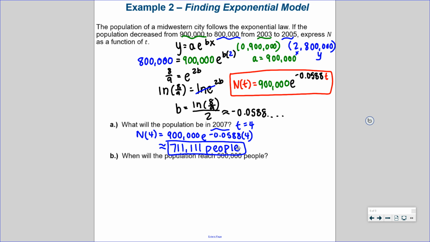When will the population reach 500,000 people? Ooh. Now we don't know what time is, but we know our number of people. That's N of T. So we're plugging 500,000 in for my number of people. It's kind of like the bank ones where we know the amount. We're trying to find the time.